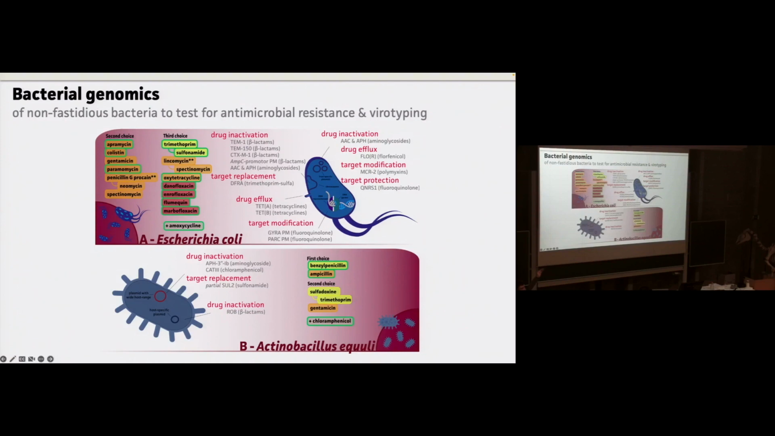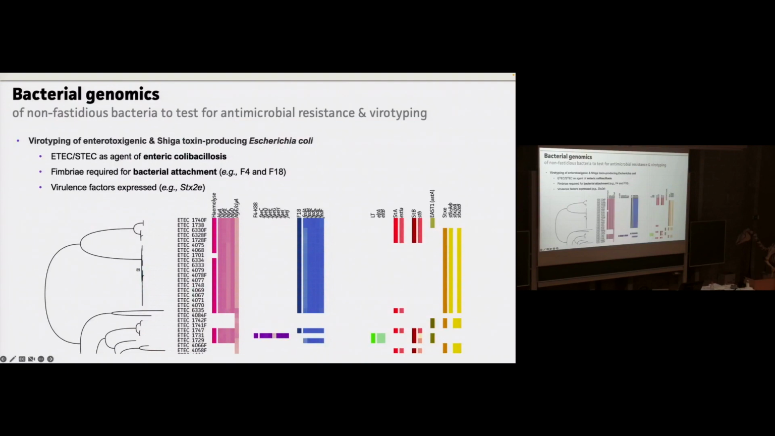Now, we have not done this for one antibiotic, but for a wide variety of antibiotics, not only in Escherichia coli, but also in Actinobacillus equuli, which is one of the pathogens causing disease in horses. So this is actually applicable for all bacteria that are easy to grow, if we have a good data set and good metadata. The same can be done for virotyping.